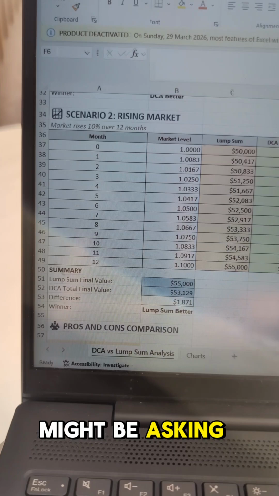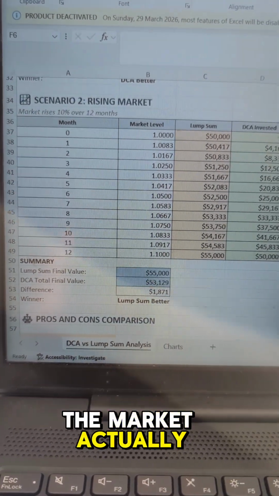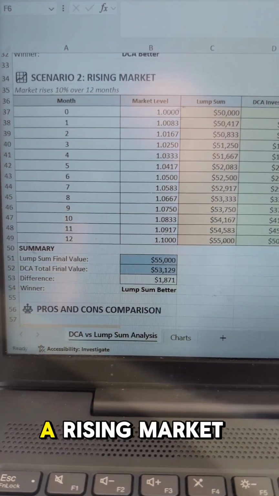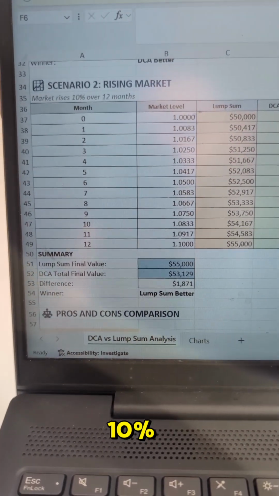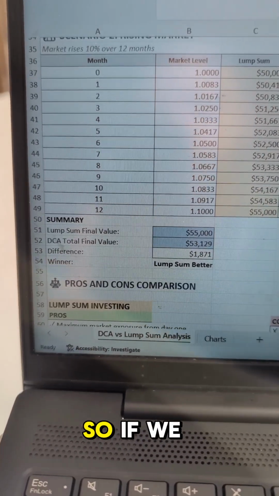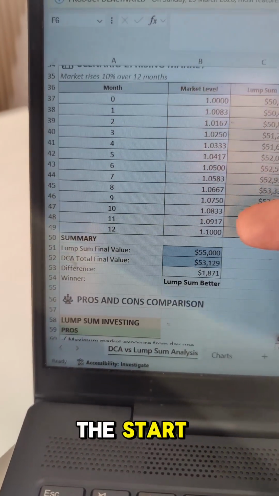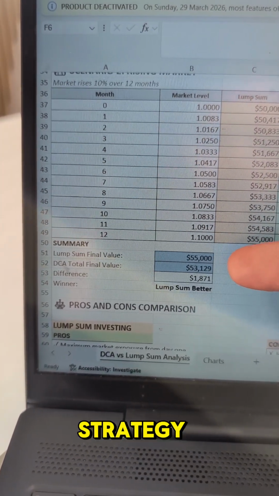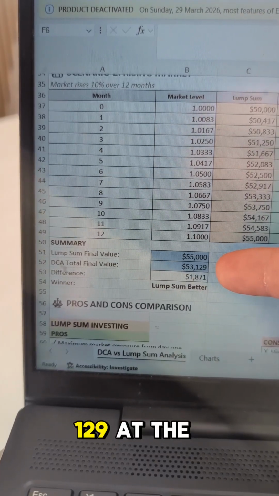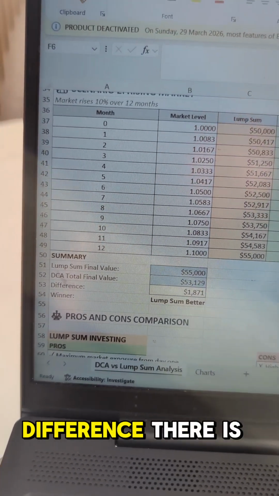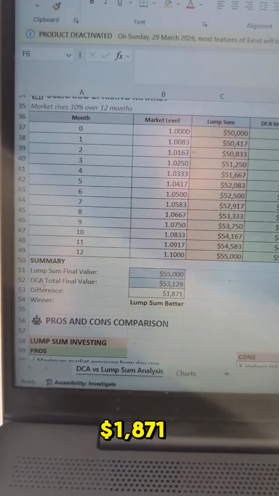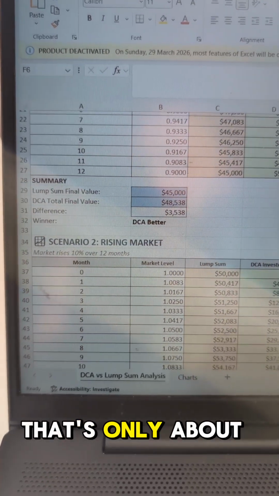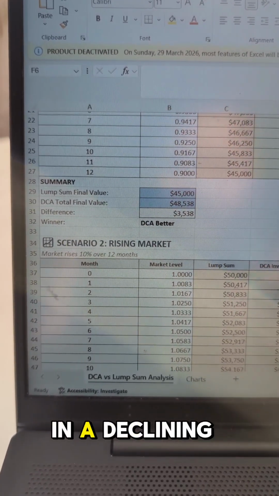But what you might be asking next is, Brendan, what happens if the market actually goes up in that 12-month period? And so I'm going to show you scenario 2 where we've got a rising market that rises by 10% over the 12-month period. So if we were to invest our $50,000 at the start, we'd have $55,000 at the end. And under the dollar cost averaging strategy, we would only have $53,129 at the end. So the difference there is $1,871. But you might actually notice that's only about half of what it would be in a declining market.